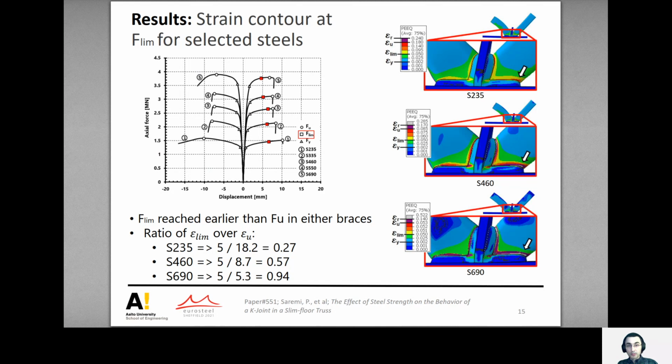The location of the limit load on the force displacement curves shows that the 5% strain is reached in the tension brace before the ultimate load is reached in either of the braces. White arrows in the right images show where the 5% strain is first reached. And the ratio of the limit strain to ultimate strain shows that while there is a relatively large margin of safety for S235 and S460, the margin of safety for S690 is very small.